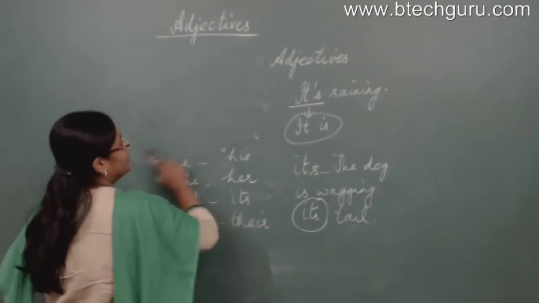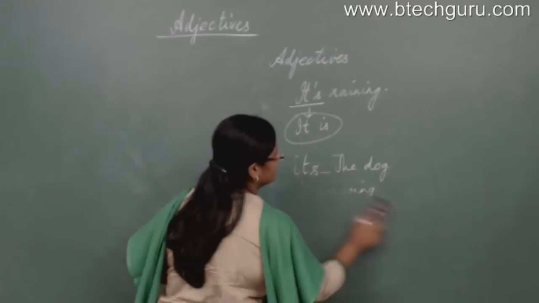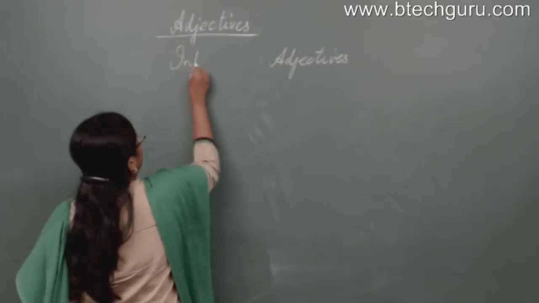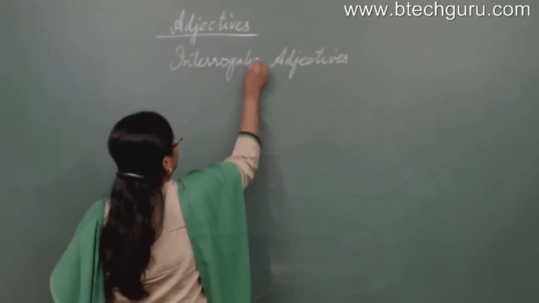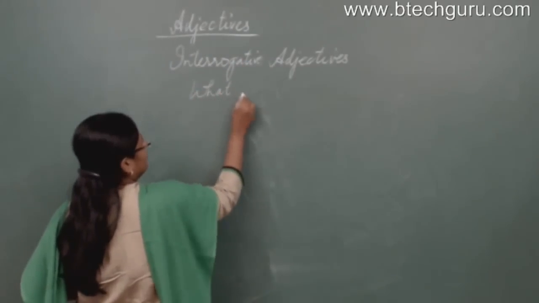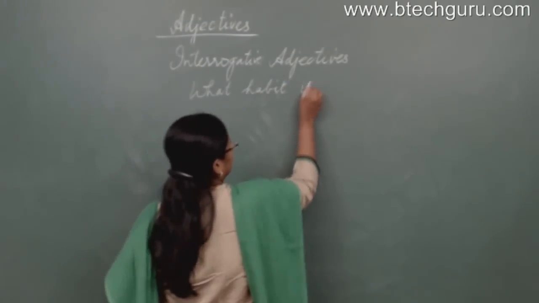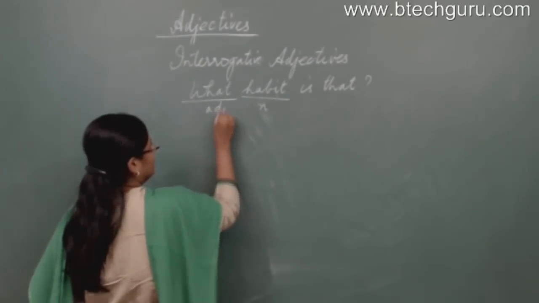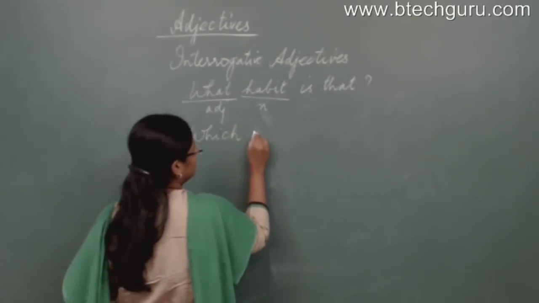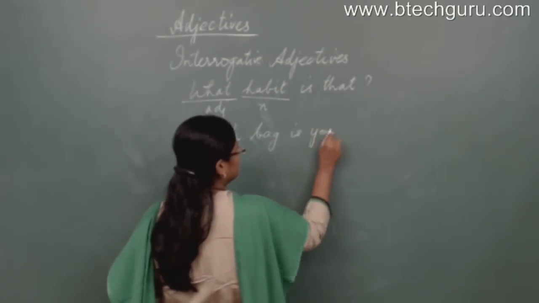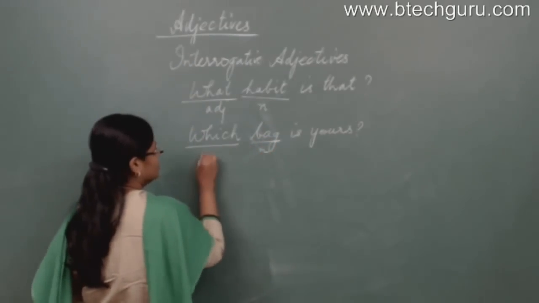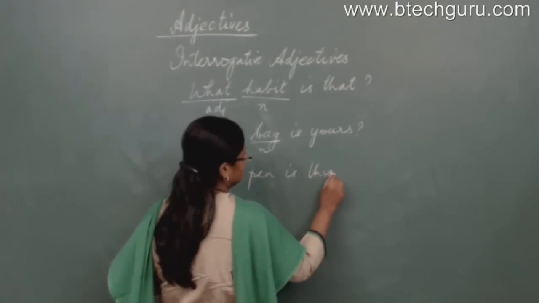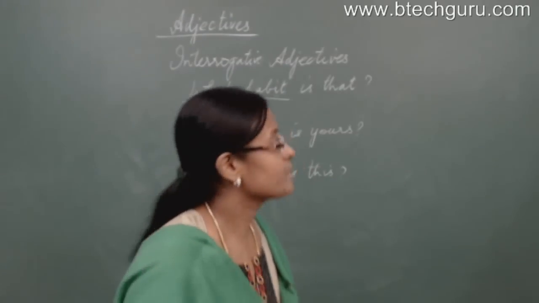Then we have the interrogative adjectives. Interrogative, the very word suggests that they occur in questions, used to ask questions. What habit is that? So here, what is an adjective because it talks about the noun habit. Which bag is yours? Bag is noun, which is adjective. Or you see whose. Whose pen is this? Right? They are used to ask questions.